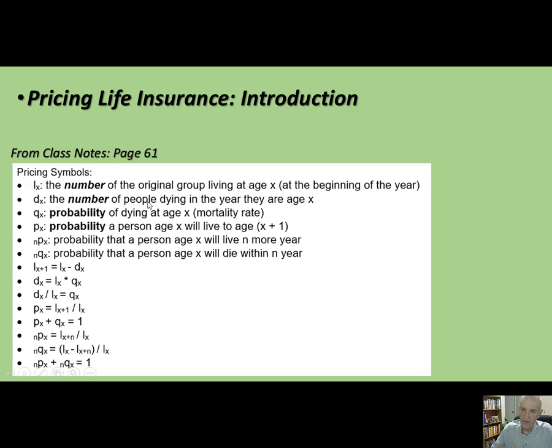So D27 will be the number of people age 27 who die between their 27th birthday and their 28th birthday. Now we're going to assume in our pricing that LX is always at the beginning of the year and DX is always at the end of the year. And in fact, the regulators do the same thing, and then they adjust.